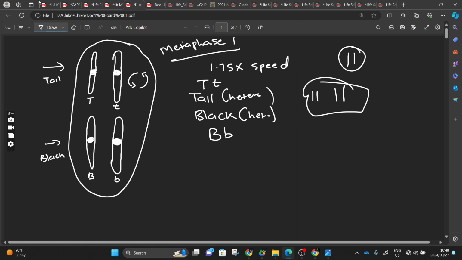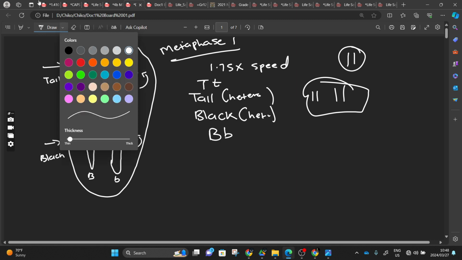Get that? And also this B to rotate. There's a possibility of this B to rotate, and they are arranged randomly. There's a possibility of this T to rotate. Let's use another color.